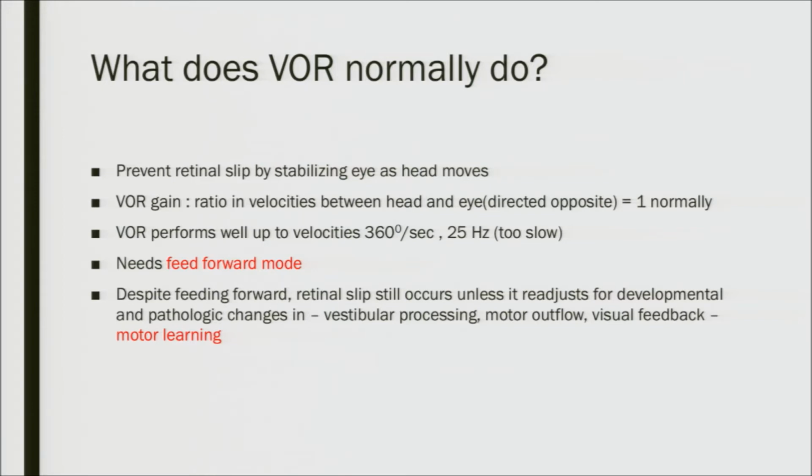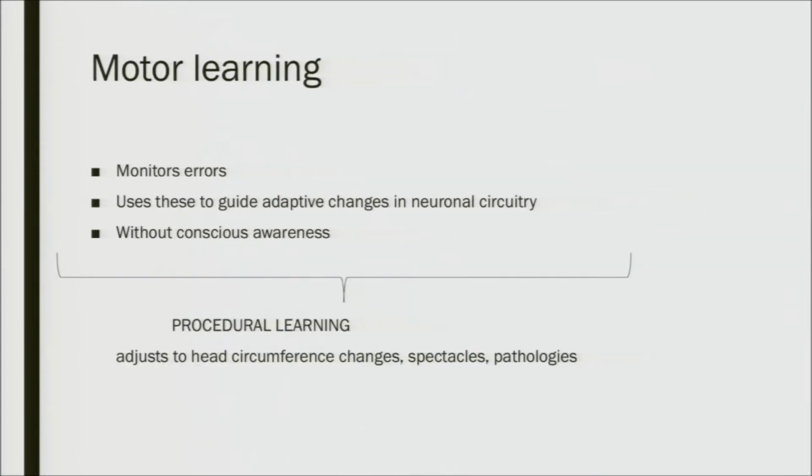But this too is insufficient, and that is where motor learning comes into place. Now, motor learning needs a perfect coordination between the vestibular input, the motor processing, and the visual feedback. So let's go into details of motor learning. VOR itself goes into feed forward mode and then has motor learning to actually have a perfect balance.